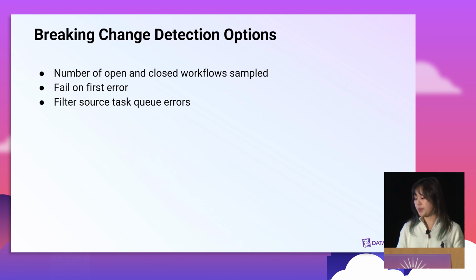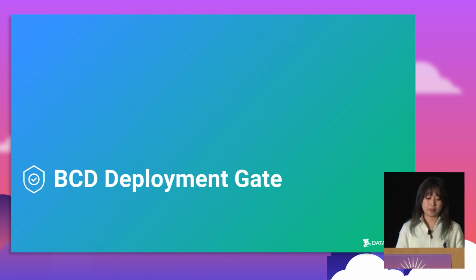While the local BCD tool is a good starting point to make breaking change detection easier, this tool still places the burden on the developer and leaves time between checking and deployment, which allows potential race conditions. So this brings us to the BCD Deployment Gate, the next piece in our tooling.